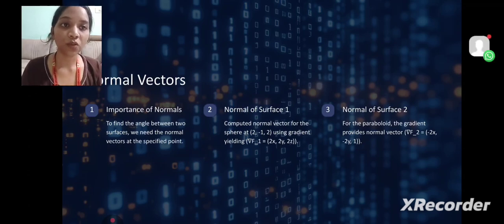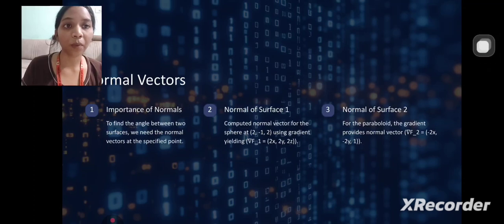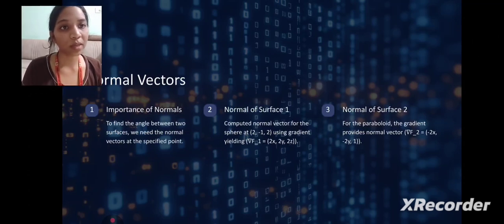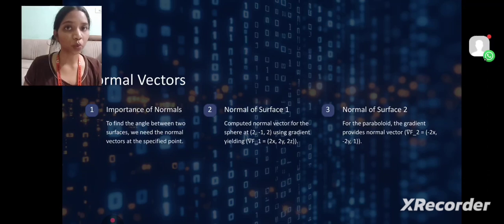Normal of surface 1. Compute the normal vector for the sphere at the point (2, -1, 2) using the gradient, yielding ∇f1 equals (2x, 2y, 2z). Normal of surface 2. For the paraboloid, the gradient provides the normal vector ∇f2 equals (-2x, -2y, 1).